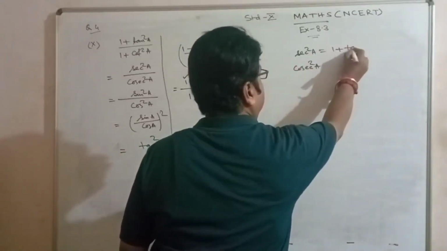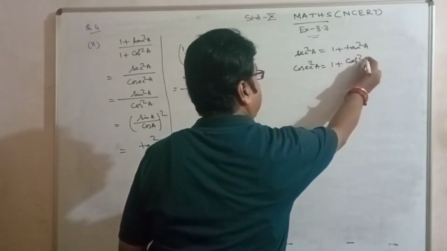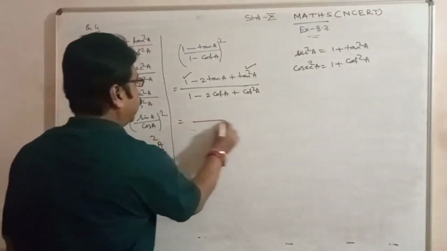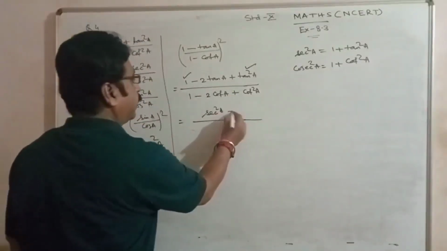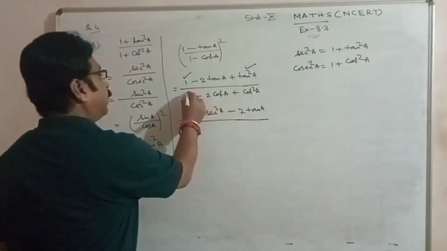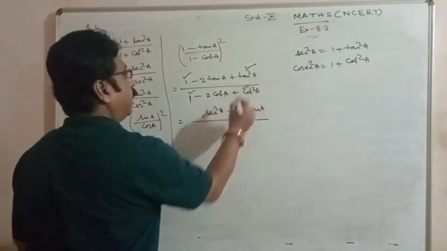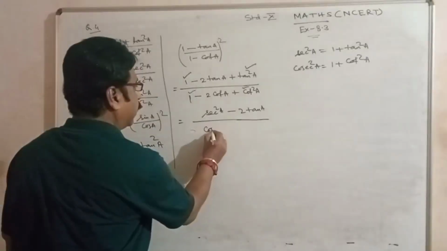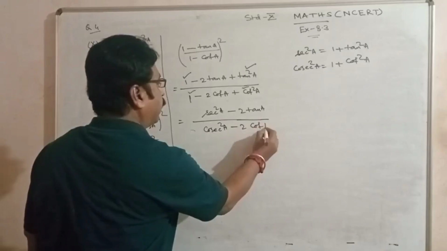One plus tan square A, 1 plus cot square A. In place of 1 plus tan square A, we are writing sec square A. And here minus 2 tan A is left. 1 plus cot square A means cosec square A minus 2 cot A.